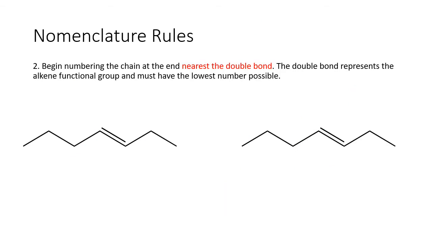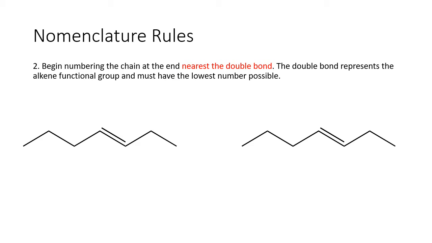Second rule, begin numbering the chain at the end nearest the double bond. The double bond represents the alkene functional group and must have the lowest number possible. So right now, we are not mixing functional groups together. We are just focusing on alkenes.